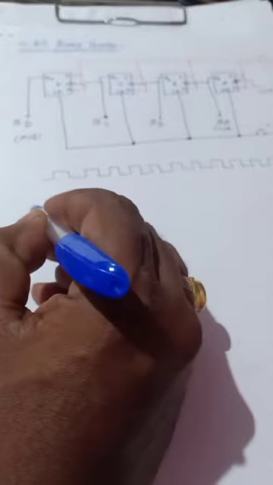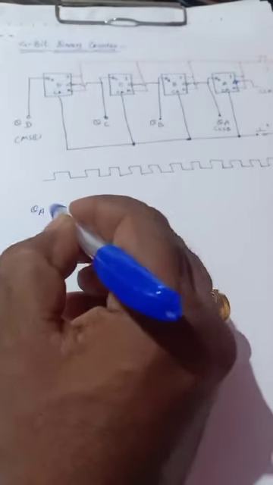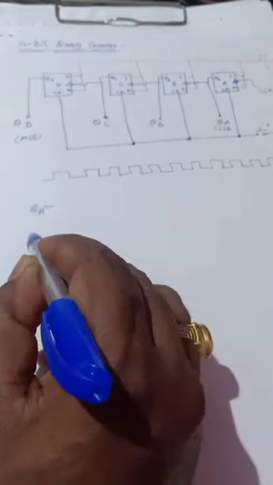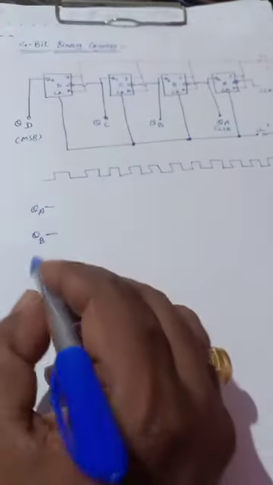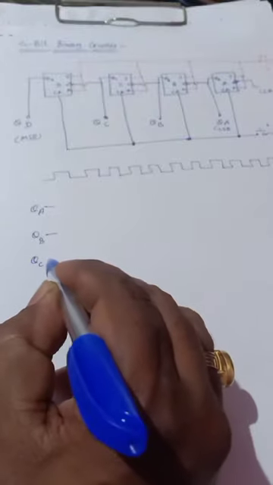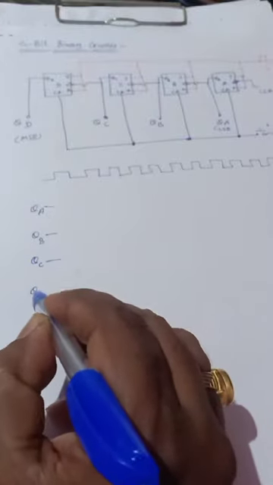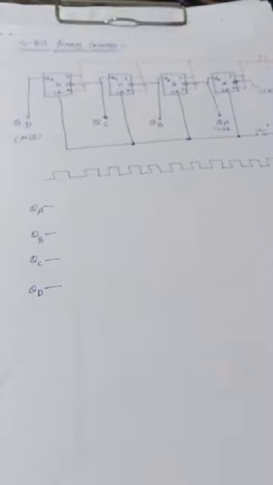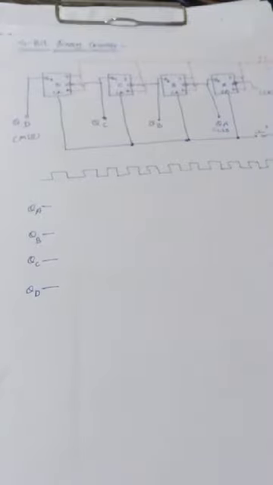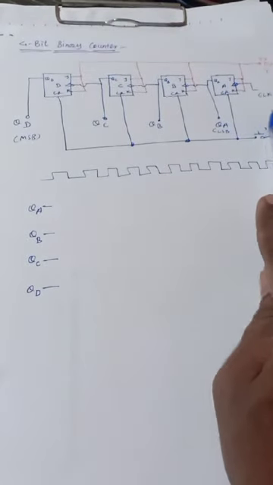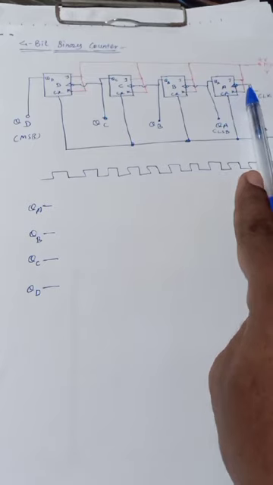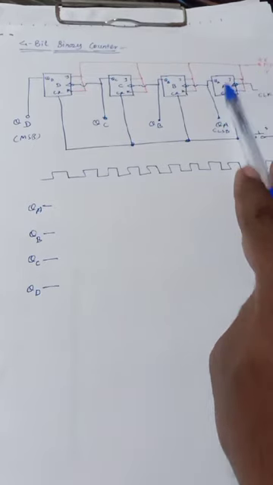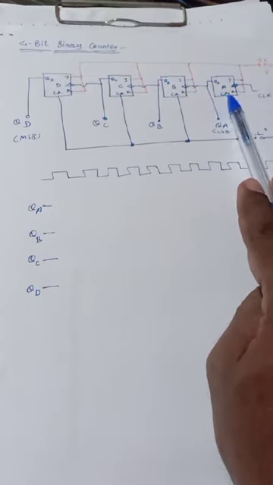So here QA becomes 0, QB becomes 0, QC becomes 0, QD also becomes 0. Okay, so when we apply a clock to this flip-flop, J and K are both connected to 1, so that it gets toggled.